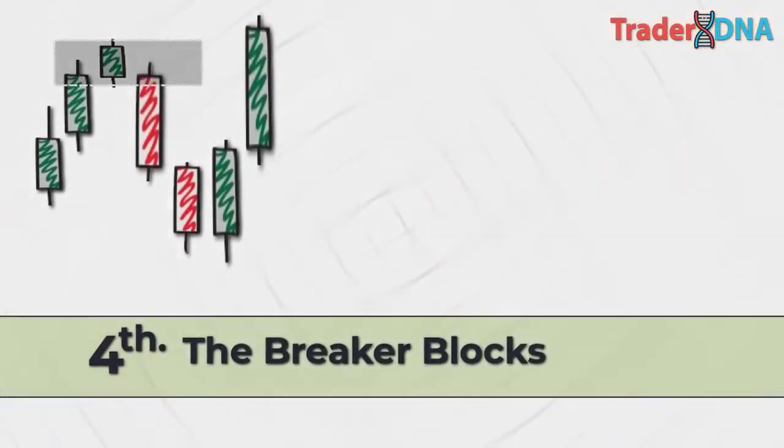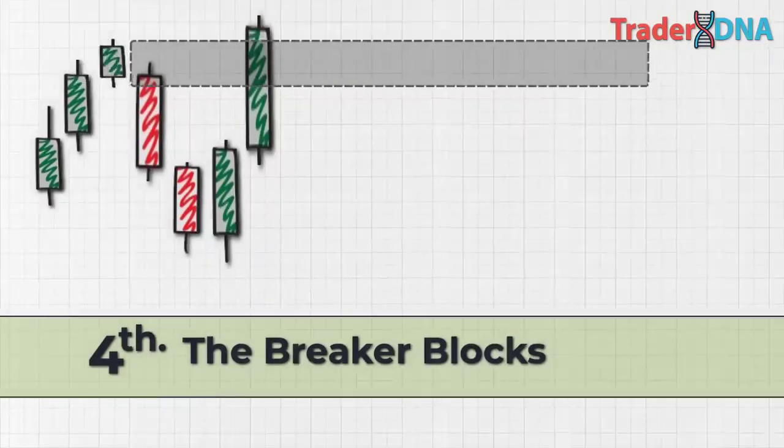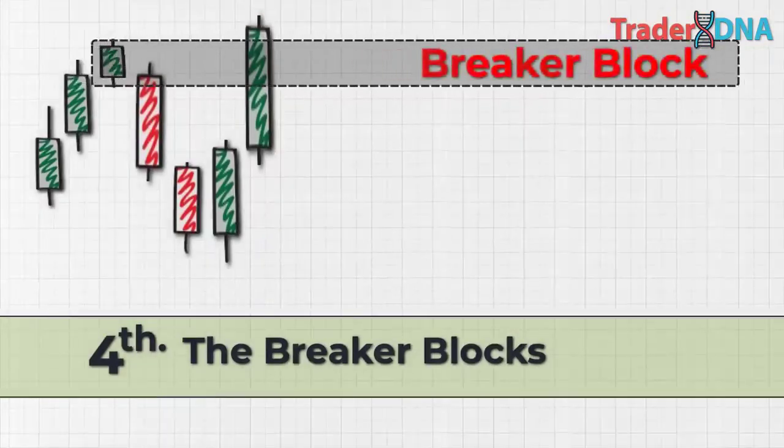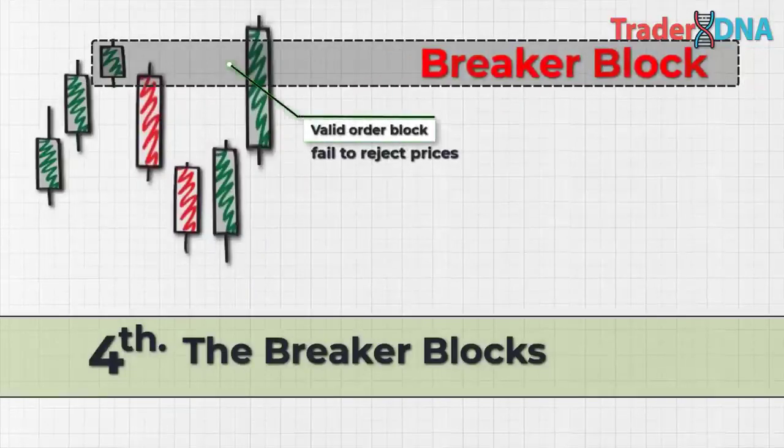Now, I'll explain the next type of order blocks, called breaker blocks. Breaker blocks are failed order blocks that have been pierced and turned into other supply or demand areas on the chart. When valid order blocks fail to reject prices and the price breaks through, it becomes a level of supply or demand, which we call a breaker block. Breaker blocks are usually most effective when the price breaks through them with a big momentum candle and minimal pullback.